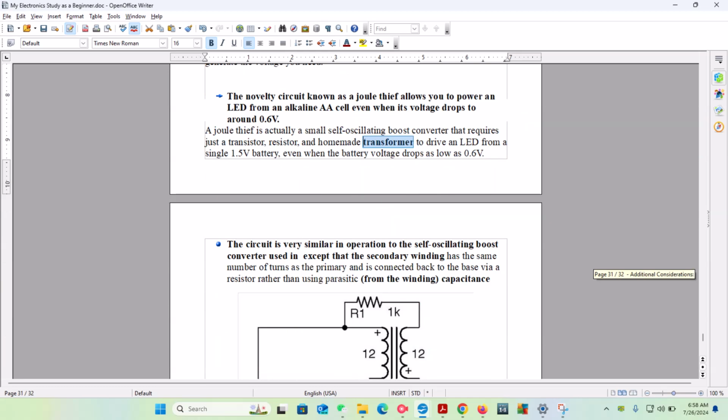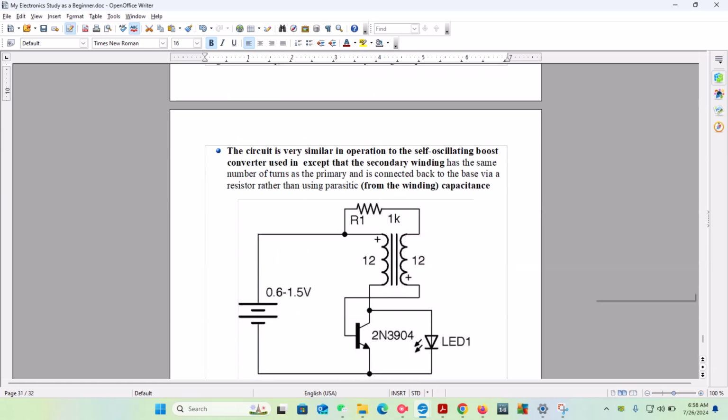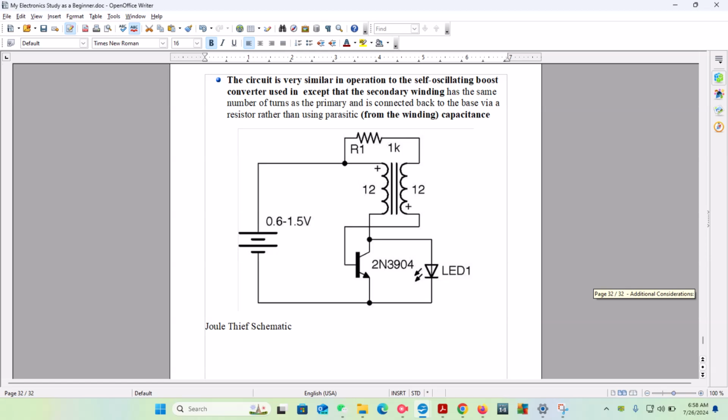So remember that this circuit is very similar to the operation of a self-oscillating boost converter, except it uses a secondary winding. We used the converter earlier, but in this case it has the same number of turns in the primary and secondary, connected back to the base via a resistor rather than parasitic from the winding. So when we look at the circuit coming in, here's an example of a Joule Thief schematic. What we're looking at is the actual voltage to ground coming into the circuit. We have a resistance, denoted as R1, of 1K.